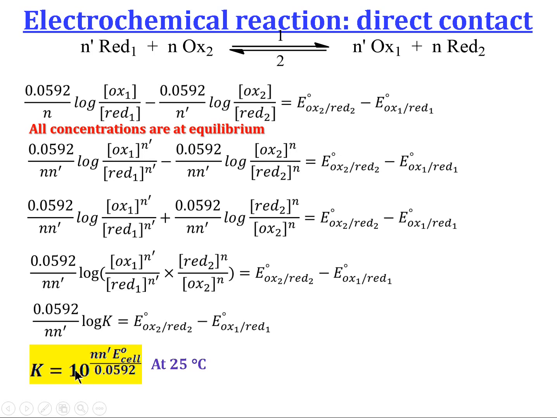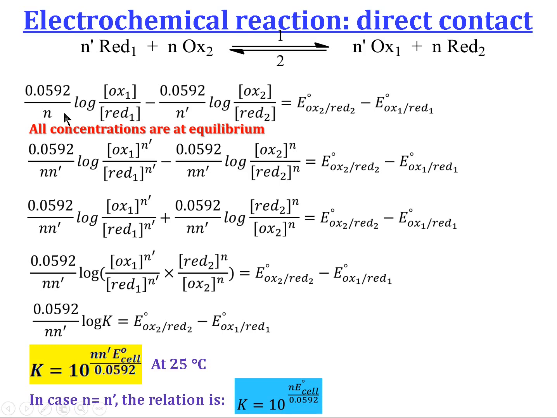Therefore, K equals 10 to the power n prime (E02 minus E01). E02 minus E01 is E0 of the cell. So it is n prime E0 of the cell divided by 0.0592 at temperature 25 degrees, since when we use the Nernst equation in log form, that means the temperature is equal to 25 degrees. In case n equals n prime, we are not obliged to multiply by a common factor.